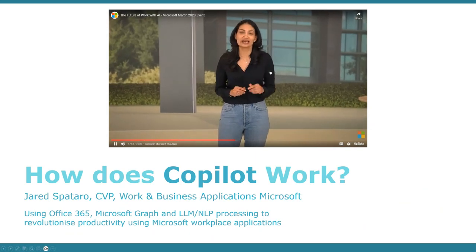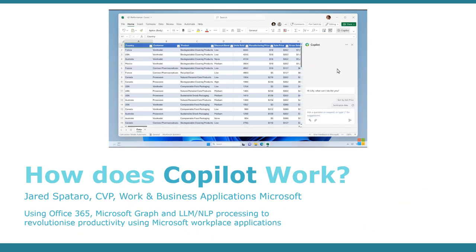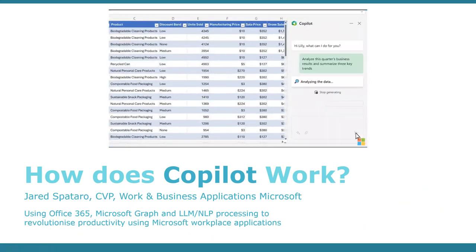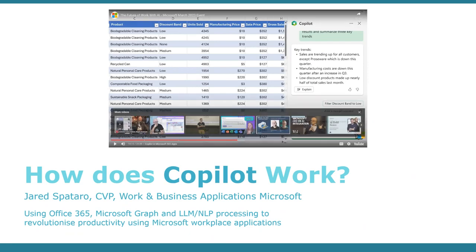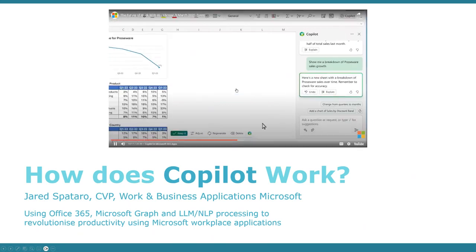At your fingertips. Say you need to analyze this quarter's sales results. You start by asking Copilot to analyze the data and give you 3 key trends. Within seconds, you've got what you need. But you want to drill in. You ask Copilot a follow-up question about one of the trends. Copilot creates a new sheet.